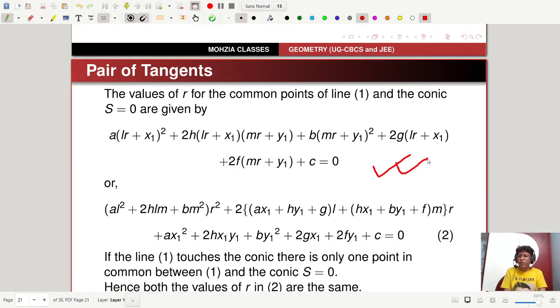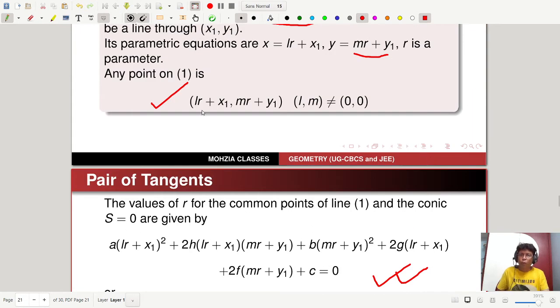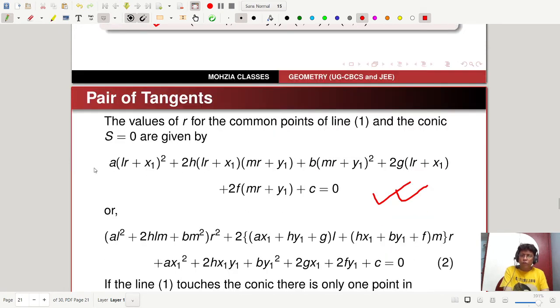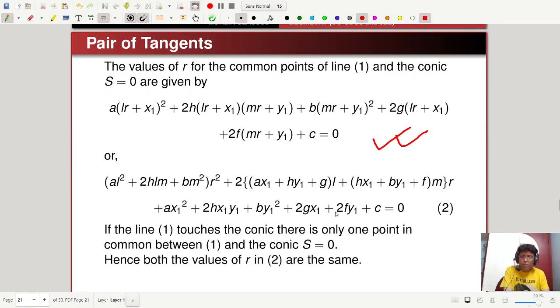So what I'm doing, I'm just substituting this point. This point will satisfy the conic. This is the common point for the conic and the line. So I will replace x by lr plus x1 and y by mr plus y1. If you substitute and simplify, you will get a quadratic in r.